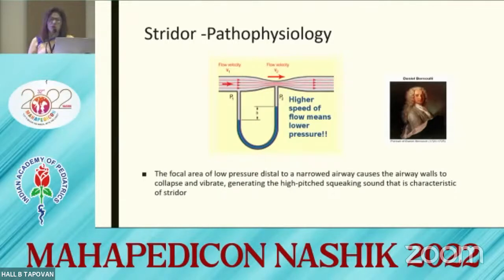So I would take you back to Daniel Bernoulli, who spoke about the Bernoulli principle. What he said was, higher the speed of flow, whether it is air or liquid, he of course spoke about liquid, there is lower pressure. So quickly as the liquid goes past, the pressure that it will exert onto the walls of wherever the liquid is flowing will be lesser, and vice versa is true. So when you have an obstruction, here you have a high speed and you have an obstruction, when you go past this obstruction, the focal area distal to this obstruction will have low pressure. Because it has come in high speed, the pressure will be low here because of the vacuum created. And this low pressure causes a squeaking sound, which is caused because the airway walls collapse and they vibrate. So this is your pathophysiology of a stridor.